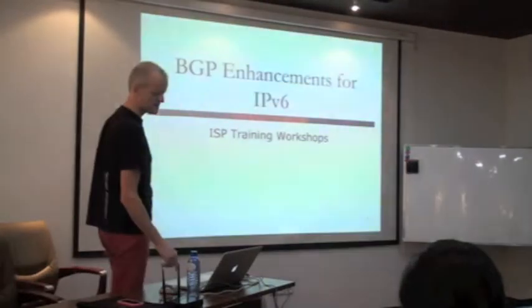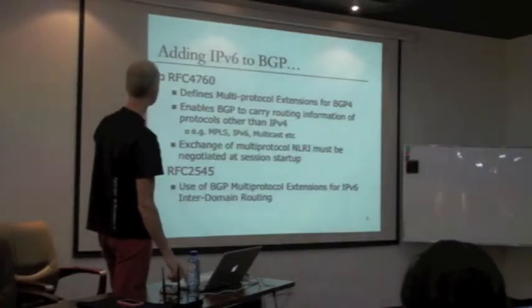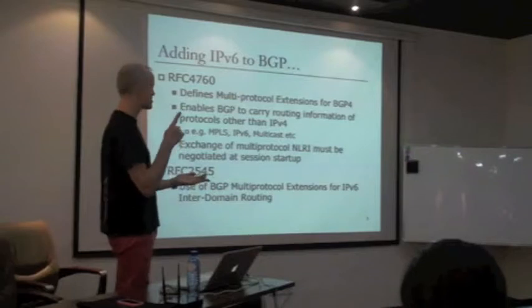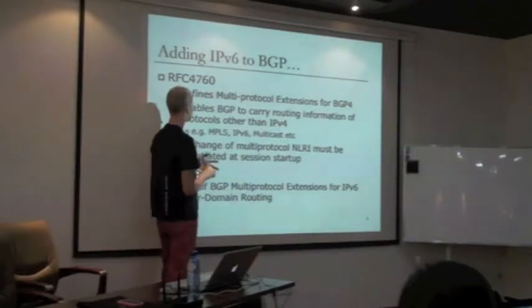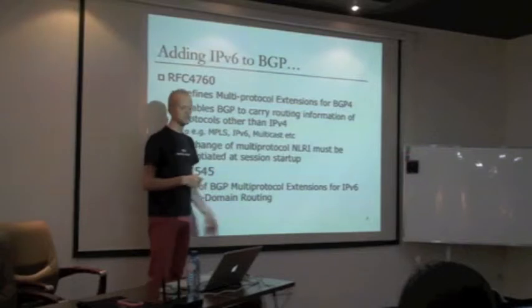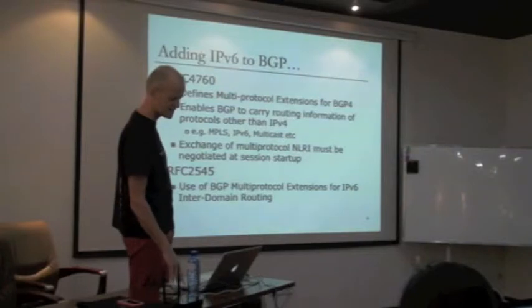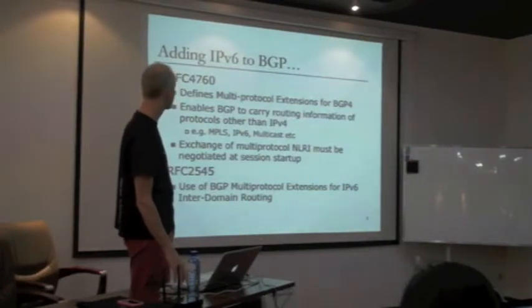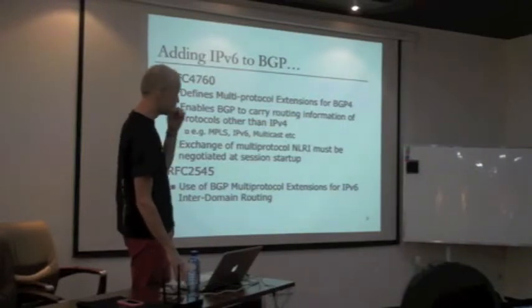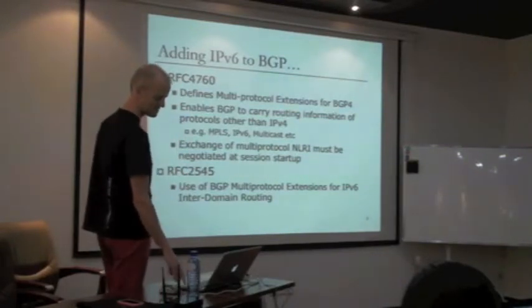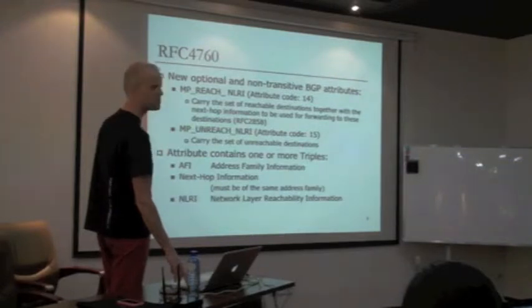Right, so the BGP enhancements. RFC 4760, I think I mentioned that already, extends BGP for multi-protocol. So it lets us do MPLS, so carrying VPN tunnels. Lets us do IPv6, lets us do multicast. RFC 2545 are the specific V6. So those are multi-protocol extensions. No, wrong way around. 4760 is multi-protocol extension. 2545 defines IPv6.